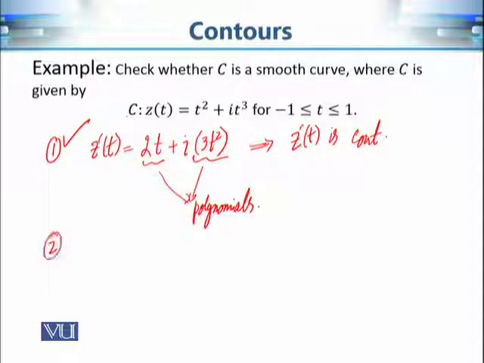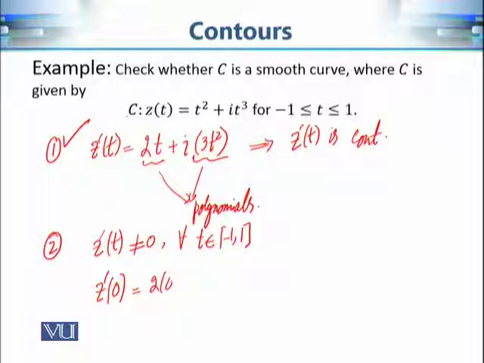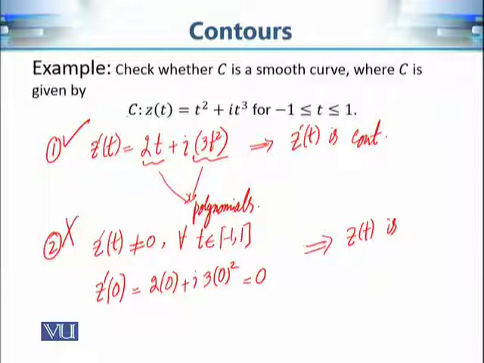Let's talk about the second condition. In the second condition, we require that z prime of t should not be equal to 0 for all t belonging to -1 to 1. Now there is a point in the interval which is 0, and we can easily see that z prime of 0 is going to be equal to 2 times 0 plus iota 3 times 0 square, which is equal to 0. So this implies the second condition is not satisfied. So this implies that z of t is not smooth.